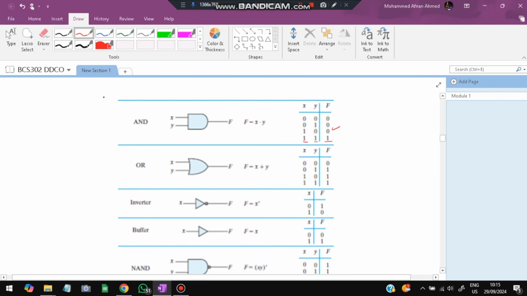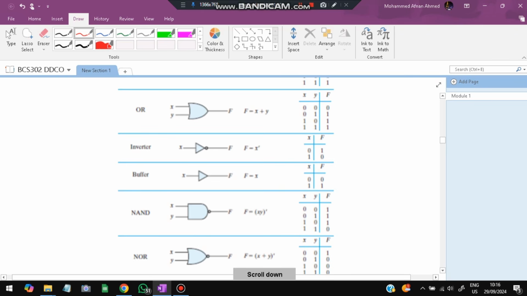The OR gate is as follows. The design is like this, and here we have the inputs and here we have the output. F is equal to X plus Y, and X and Y are given here. If both are 0, it will be 0. If either of them is 1, it will be 1. So in these three cases, at least one of them is 1, so the final answer will also be 1.